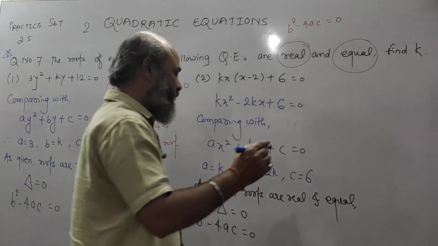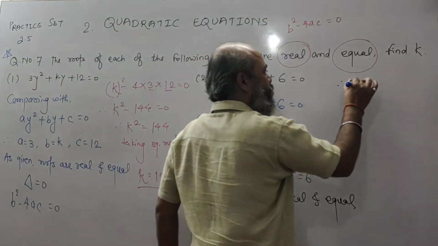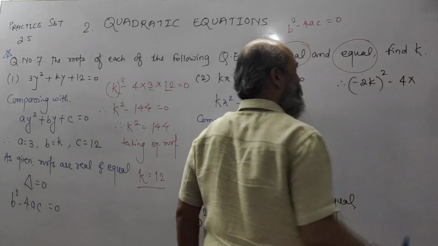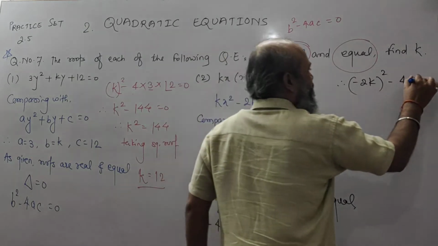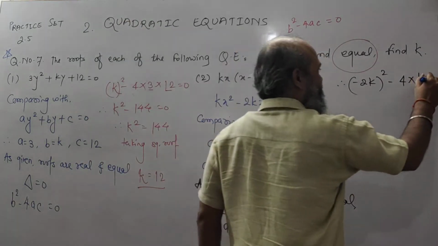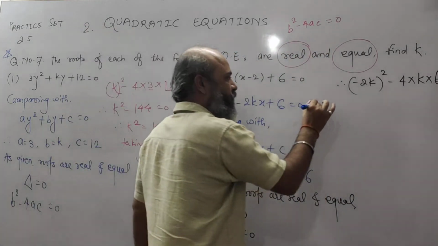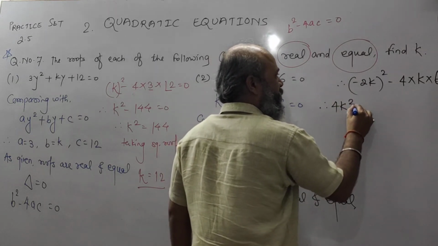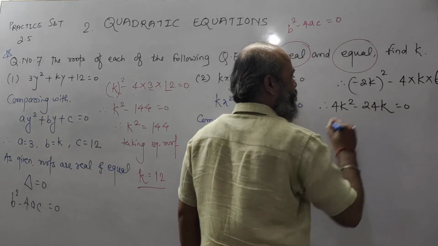So therefore student, b is minus 2k, so minus 2k the square, minus 4 into a, which is k, into c, which is 6, and this is equal to 0. Therefore this will be 4k square minus 4 6s are 24k. This is equal to 0.